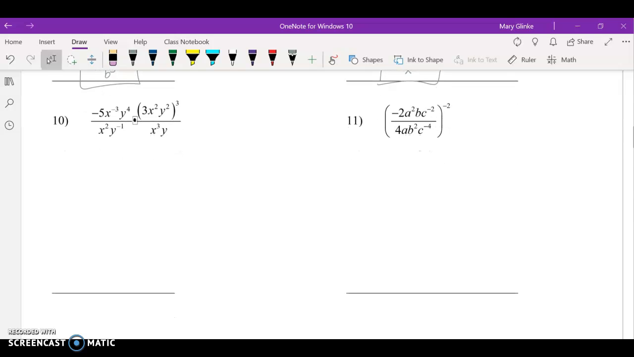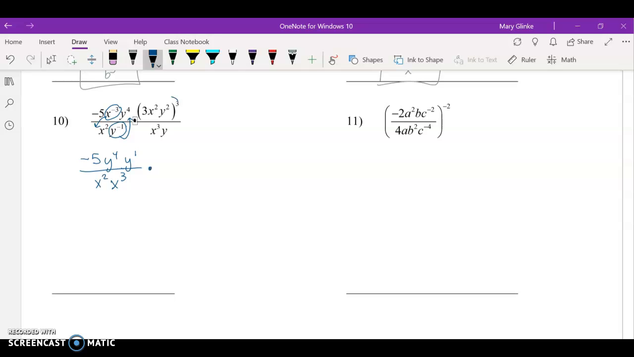Okay, number 10 has a lot going in it. So I'm going to look at my first fraction and take care of anything that has a negative exponent. Notice I am leaving the negative 5 alone because the 5 is negative, but it's not a negative exponent. So the negative 5 and the y to the fourth stay in the numerator. X squared stays in the denominator. And then I'm going to move y to the first power up and x to the third power down.